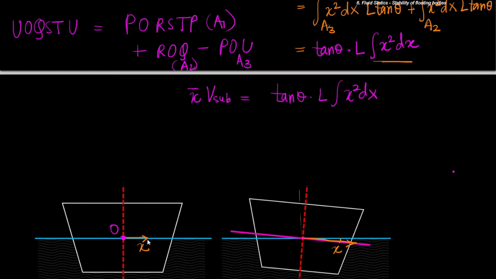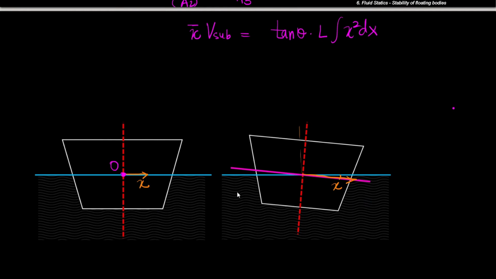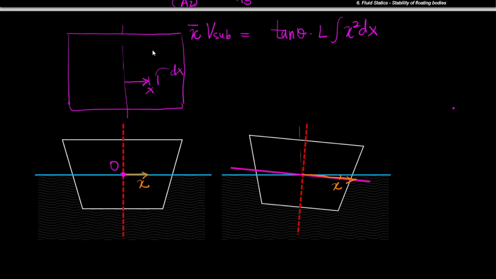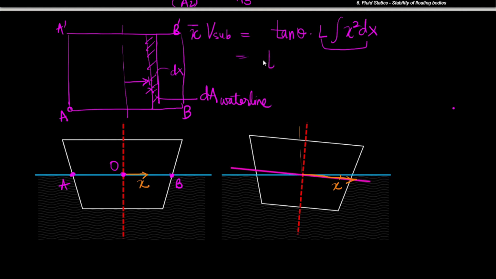Now L times dx is going to be the area of the water line, because if I draw the top view of this, and I am not drawing the top view to scale, this is x, this is dx, and this is L. So L times dx is like the area of the water line. If I call these A, B, B prime, A prime, then from the top view, A, B, A prime, B prime is the water line, that is the perimeter of water that it makes with the floating object. Now L times dx is like dA of the water line, and thus this expression reduces to tan theta times the integral of x square dA of the water line.